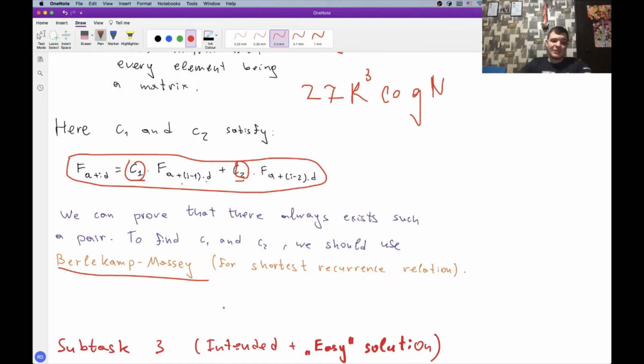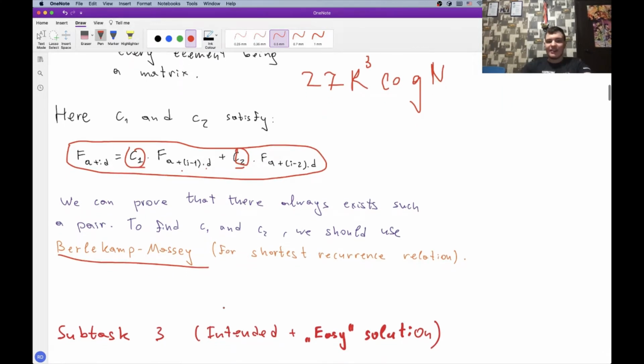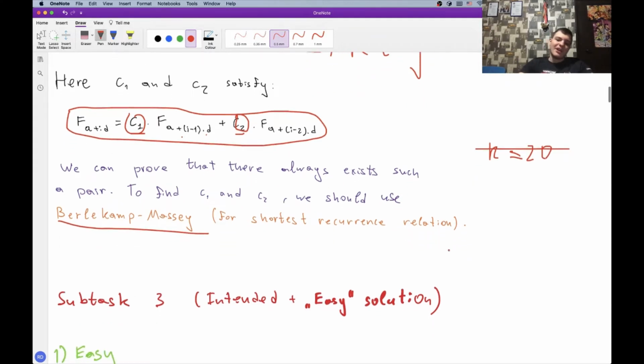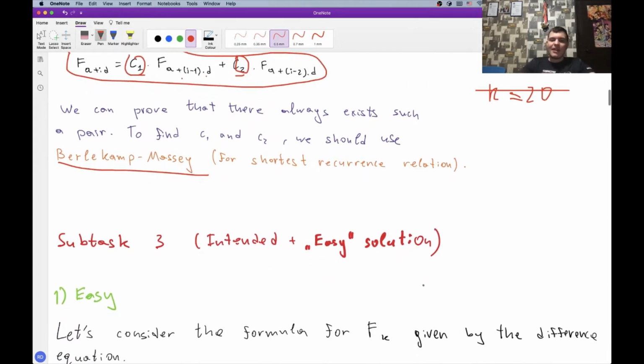So yeah, the first subtask is basically the same as the previous one, but instead of k less than or equal to 20, we have k less than or equal to 100. So now we have a larger constraint for k. And as I already mentioned, there are two solutions. One of them is quite easy, but by easy, I don't really mean that it's that simple, but it's easier to come up with. While the other one is the intended solution, and it has a pretty cool trick. So I'm going to start with the easier solution.